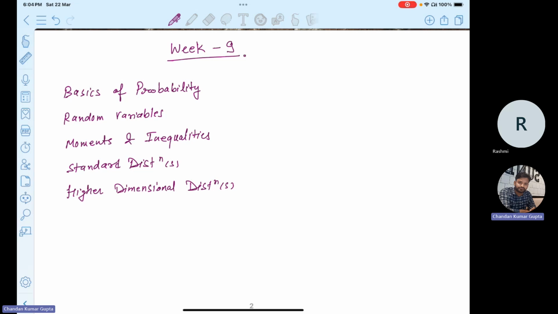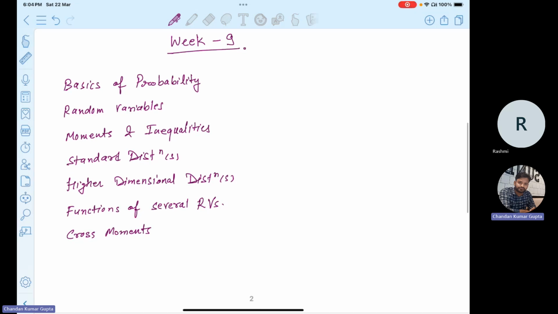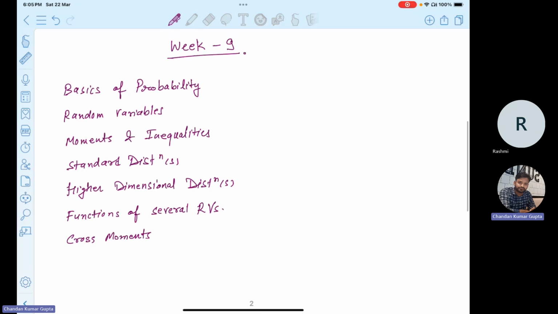Then we discussed order statistics, conditional distribution, and random sum, which come under functions of several random variables. Then in the 7th week we discussed cross moments: the variance-covariance matrix, how to define covariance, correlation and regression, conditional expectation, and conditional variance.